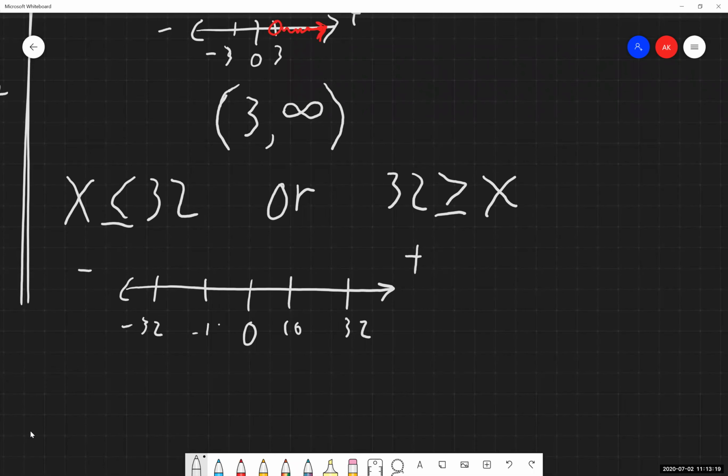So I'm saying that my intervals go by 16s because I don't want to have to write out a bunch of these things. So I'm told x is less than or equal to 32, so I can include 32. Here is my dot at that, and I want all x values less than or equal to that. So all of these things in here.